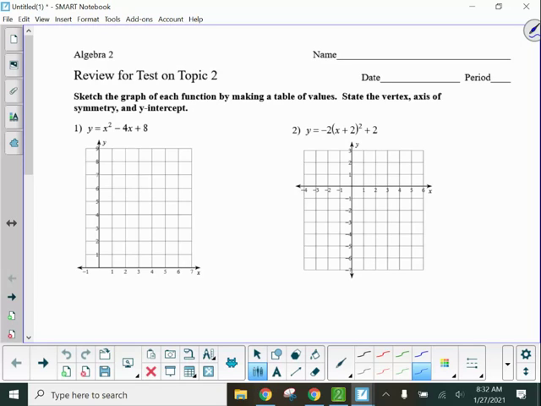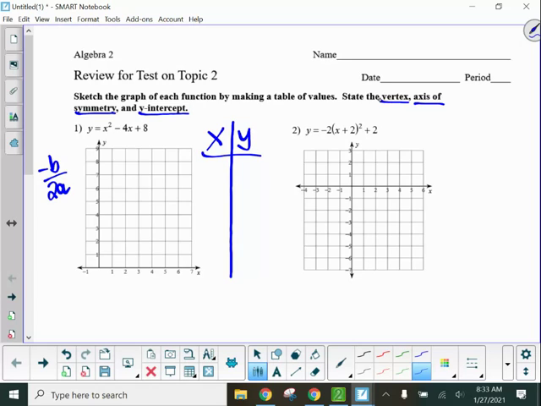So for 1 and 2, there's a series of questions you have to answer for each of these. It says sketch the graph of each function by making a table of values. Then we need to state vertex, axis of symmetry, and the y-intercept. So you are going to make an XY table for each of these. For number 1, in order to find out what number goes in the middle, that's your formula, negative b over 2a. You can also graph this on Desmos, and it will actually give you some of those points that you can use. Please make sure you're not plotting decimal points.